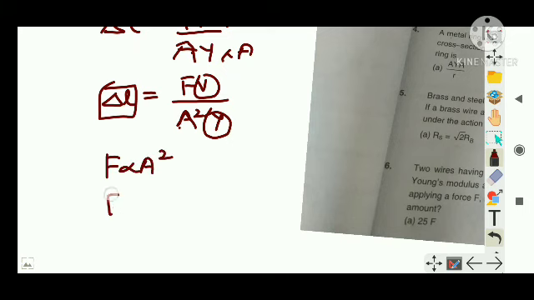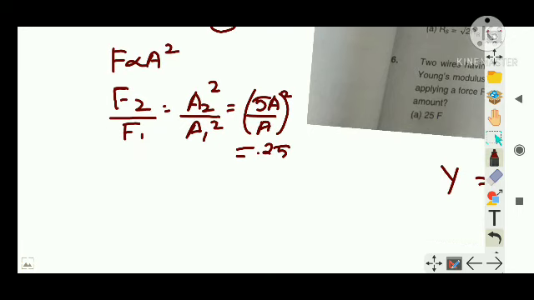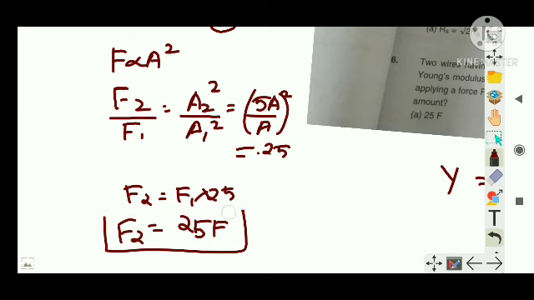So I can write here F2 by F1 is equal to A2 squared by A1 squared, right? You are given the second one's area is 5A and the initial one's area is A, so it will be 25, right? 5 squared is 25. Now the second one's required force will be F2 is equal to F1 into 25, or it is 25F. So the second one requires this much force. Clear? Right?